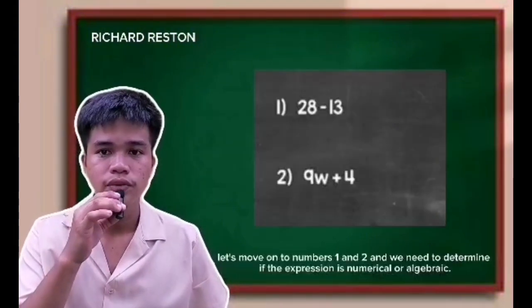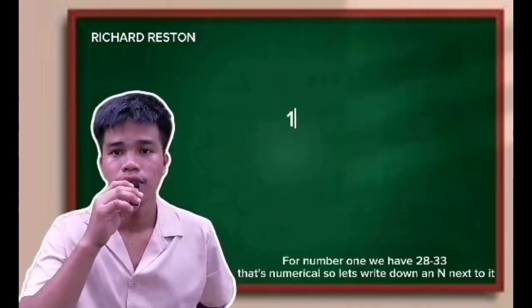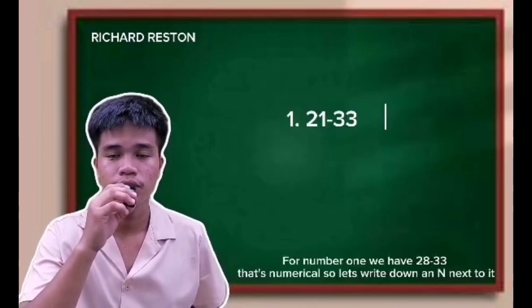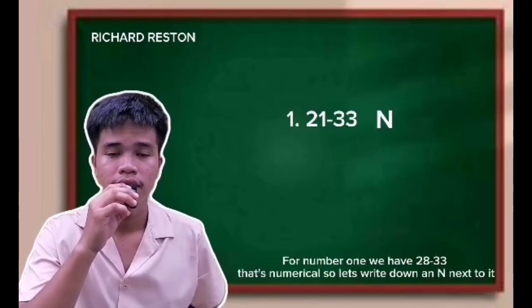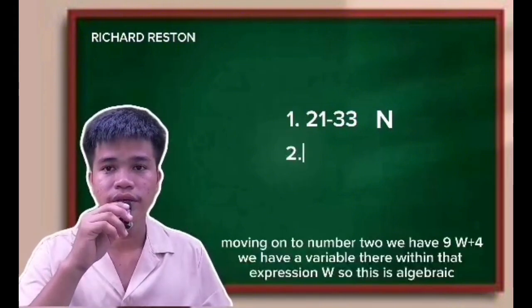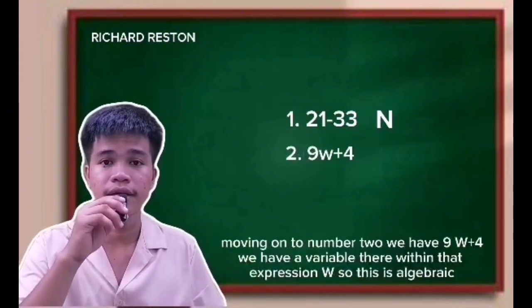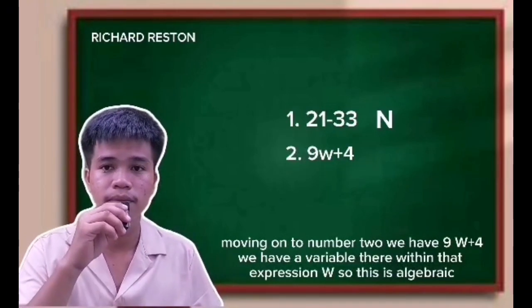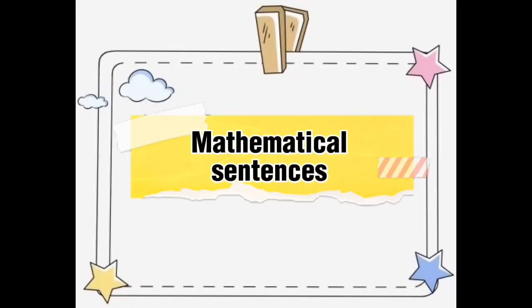So let's move on to numbers 1 and 2. For number 1, we have 28 minus 33. That's numerical, so let's write down n next to it. Moving on to number 2, we have 9w plus 4. We have a variable there within that expression, w, so this is algebraic.